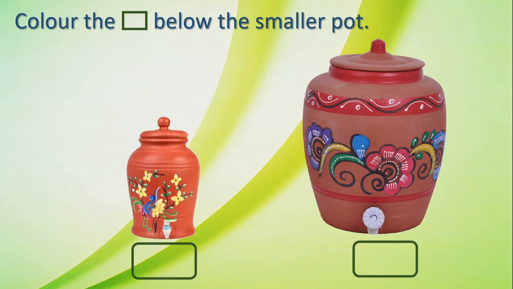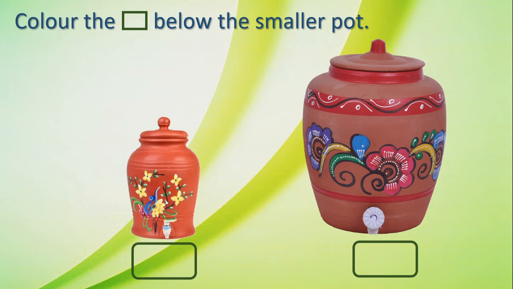here you can see a small pot and a big pot. Means we can see two pots here. We use these pots to collect drinking water. Correct? These have taps, isn't it, to take out the water. Now dear children, again here we have to color the box below the smaller pot. See, remember this, not the bigger one.